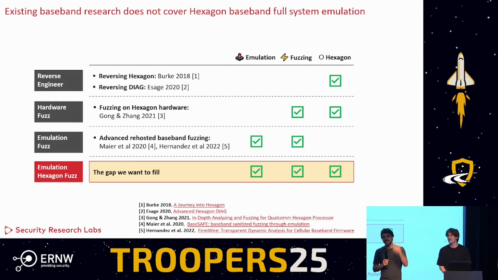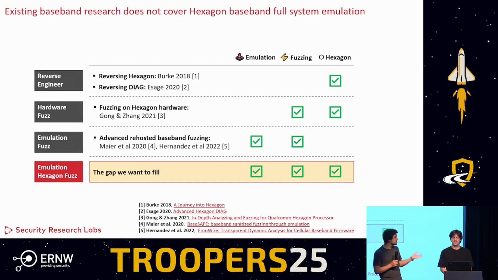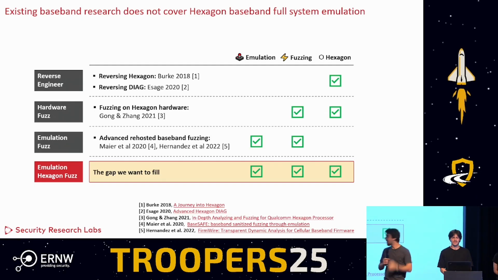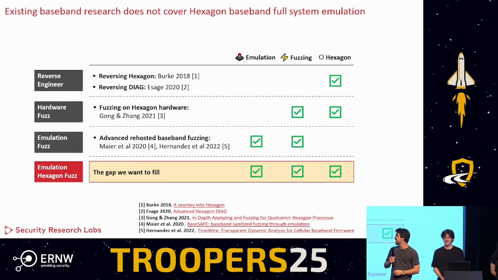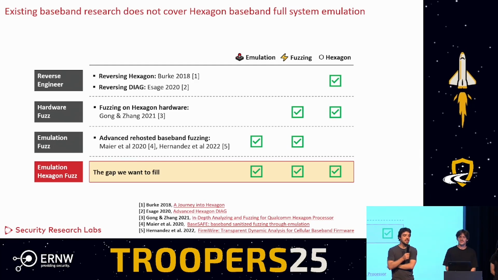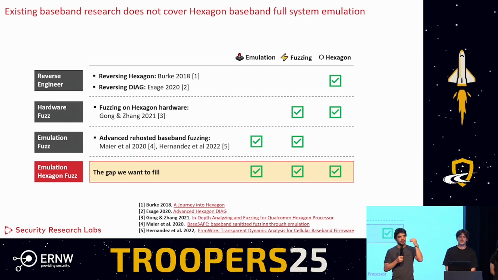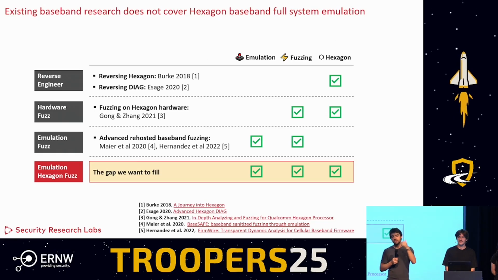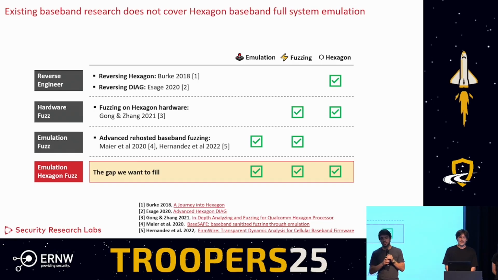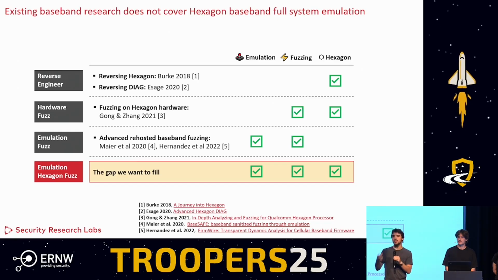And this is what our story is tonight. It's the adventure of pain that we will embark you on, as you can see, of reversing these chips. The gap that we want to fill is this gap of having fuzzing that is also using full system emulation on the hexagon chips. So this is what firmware is doing. Basically, you take the firmware itself and you emulate it completely as if it was running on the chip.